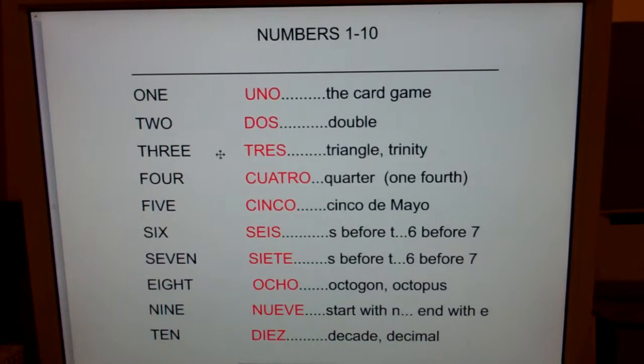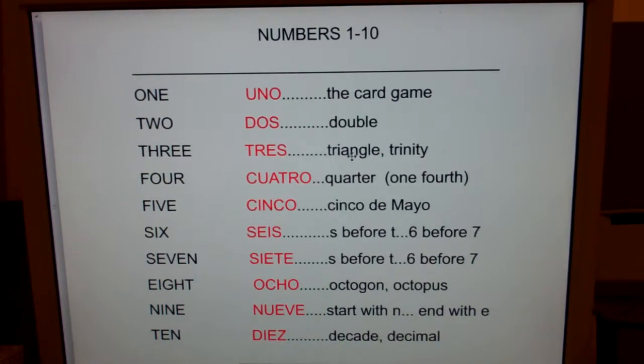Now, how are we going to remember that 3 is tres? Everybody say triangle. Triangle. A triangle has 3 sides. Now say trinity. Trinity. Trinity has 3 parts. So you can remember that 3 is tres if you think of the English words triangle and trinity. Now, you all know what a quarter is. A dollar has 4 quarters in it. So a quarter is 1/4 of a dollar. Everybody say that. A quarter is 1/4 of a dollar. So cuatro means 4. There are 4 quarters in $1.